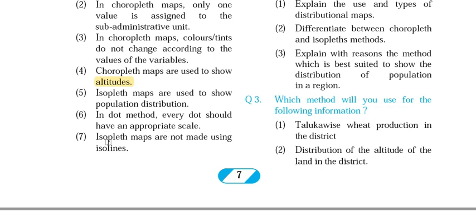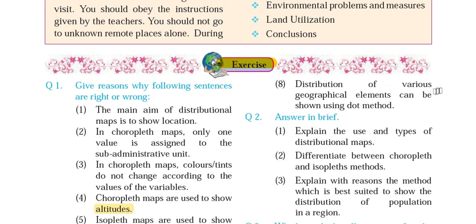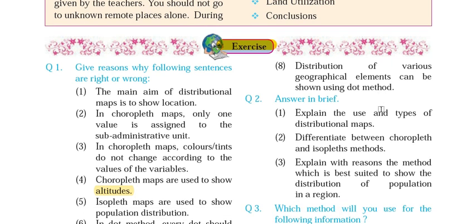The seventh statement is that isopleth maps are not made by using isolines. It is a wrong statement, because isopleth maps can be made by using isolines. I have already given you examples of altitude and annual average rainfall. All these maps are made by using isolines. Then, distribution of various geographical elements can be shown by using a dot method. It is true; we can show different geographical elements by using this dot method.